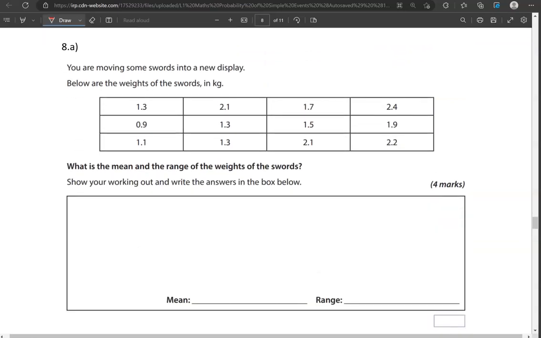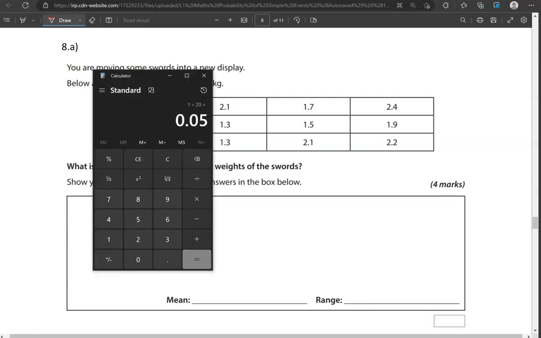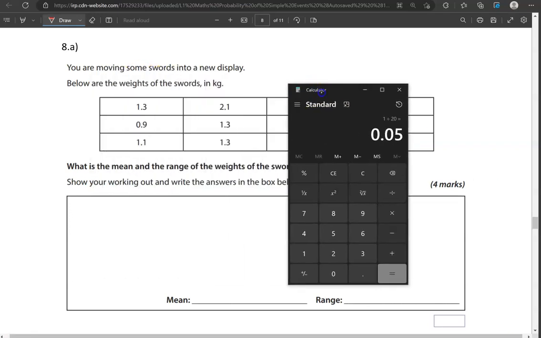We are moving some swords into a new display. Below are the weights of the swords in kilograms. What is the mean and the range of the weights of the swords? Show your working out and write the answer in the box below. To work out the mean, we'll add them all together and divide by how many there are.